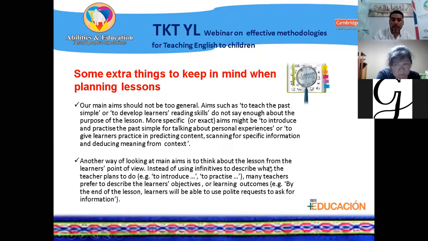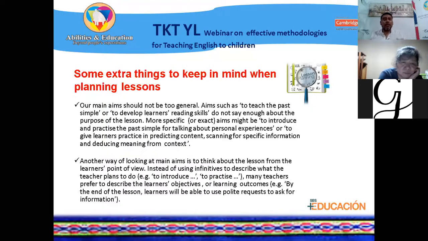Another example can be, a student will be able to talk about experience using past simple. Yes, or talking about past experiences using ever and never. Or past events, yeah. Right?